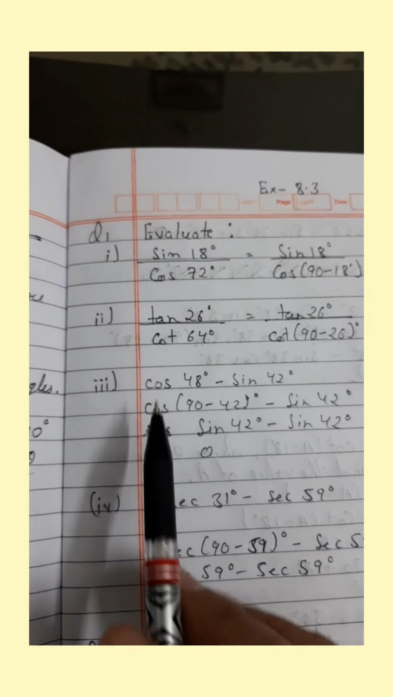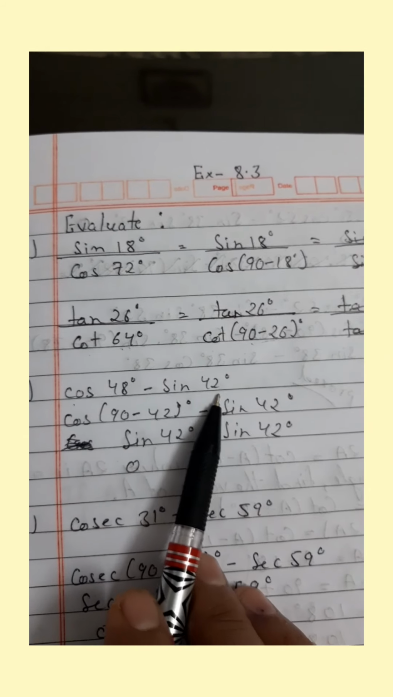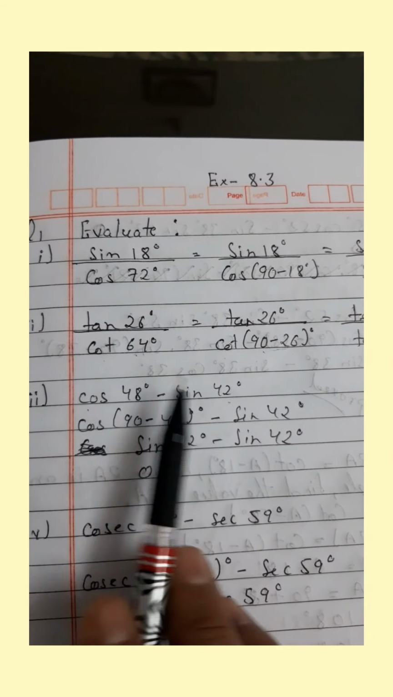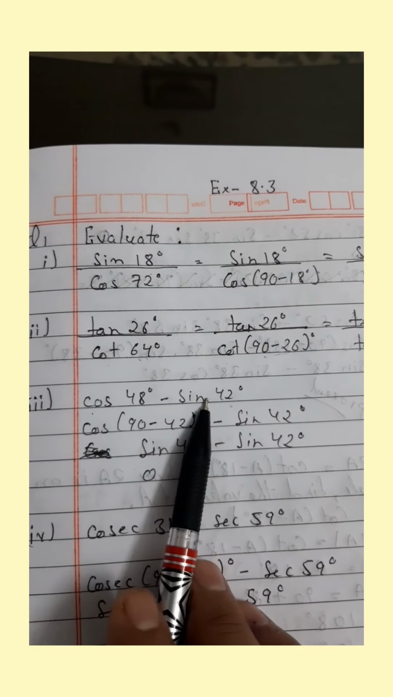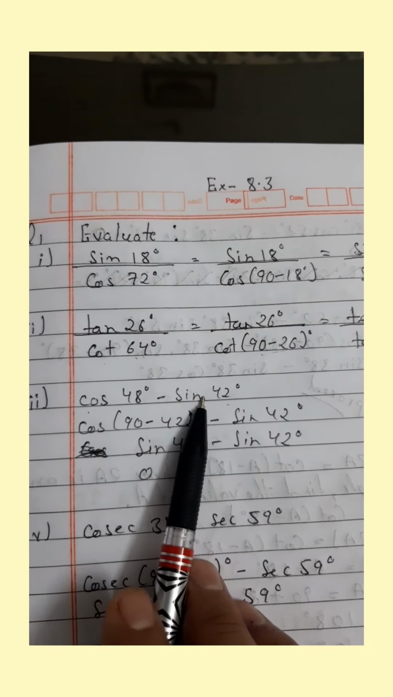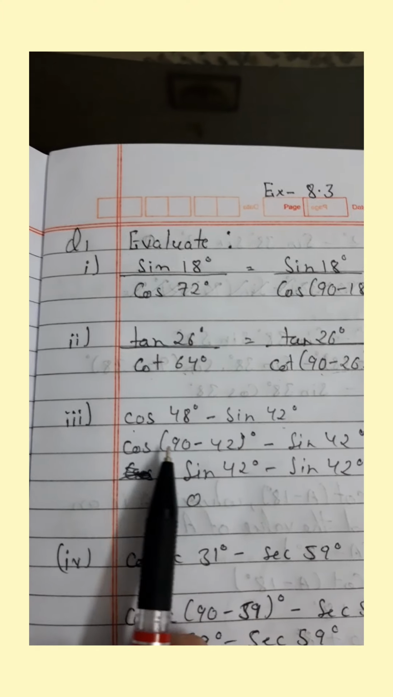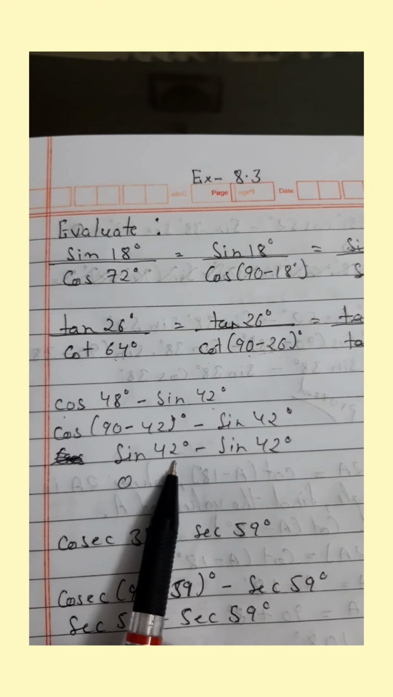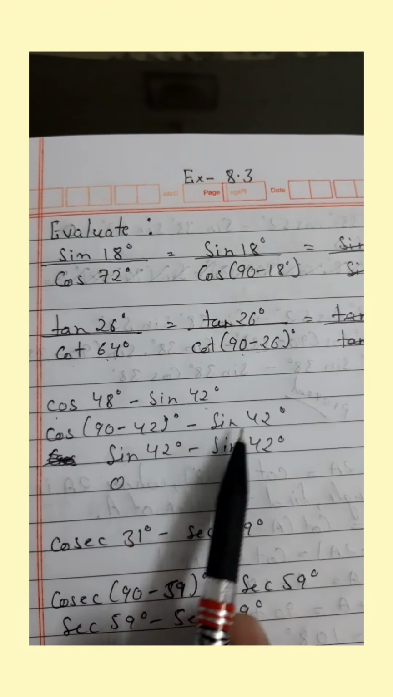Right? Now the third one, cos 48 degrees minus sin 42 degrees. Again we have two terms, so we have to convert any one. Then cos 48, we can write 48 as 90 minus 42. Then cos 90 minus 42, by using the second identity, cos 90 minus theta means sin theta. Here theta is 42, so cos 90 minus 42 will become sin 42. Sin 42 minus sin 42 will become 0.